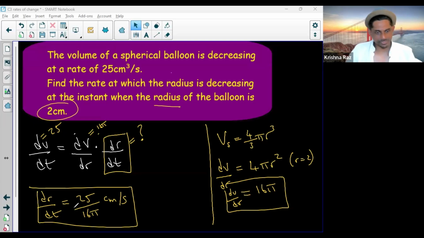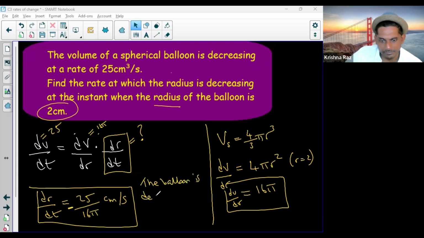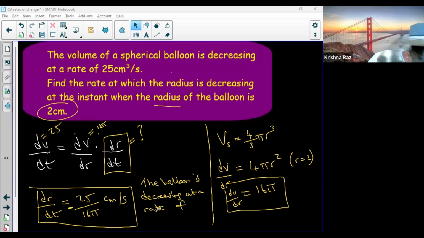Because I haven't put a statement in, let's put minus. So I can then say the balloon is decreasing at a rate of whatever that is, 25 divided by 16 pi, 0.497 centimetres per second.